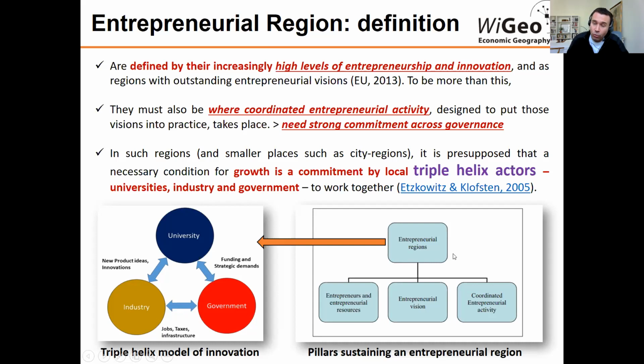We have one framework here. I will show you another one later on, and researchers point out these are the pillars sustaining an entrepreneurial region: the availability of resources, the vision, and the coordinated activity. So indeed, high concentration levels of entrepreneurship and innovation in one region lead to classifying the region as an entrepreneurial area, but other elements are needed. It's necessary to have a coordinated number of activities. It is necessary to develop this common vision involving different actors within that region, and it is necessary to have a strong commitment across the governance structure, public and private entities, as we define governance.